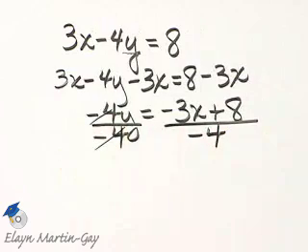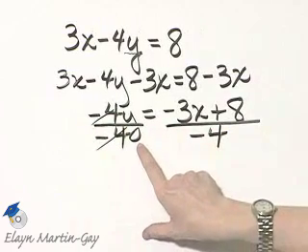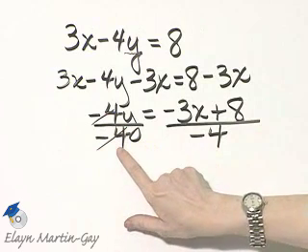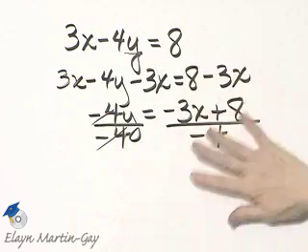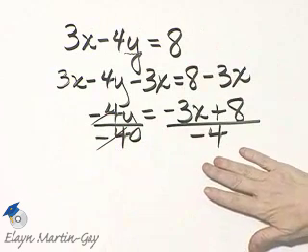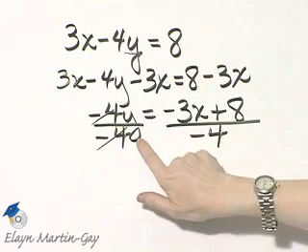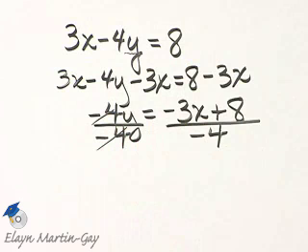Now notice I am solved for y because of two things. I have y by itself on this side of the equation, and notice I have no y's on this side. So I have y by itself, or with an understood coefficient of 1, and there's no y's over here. So y is equal to negative 3x plus 8 all over negative 4.